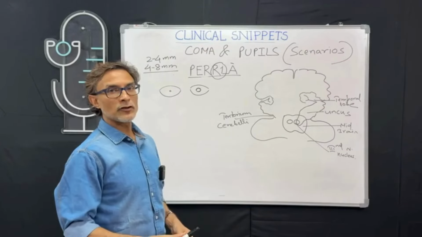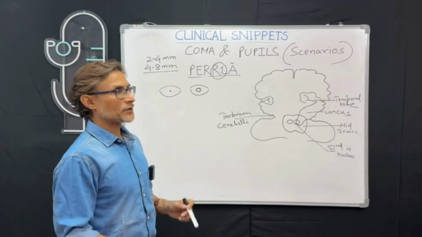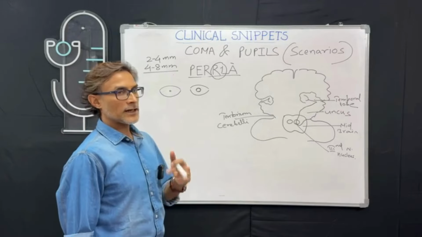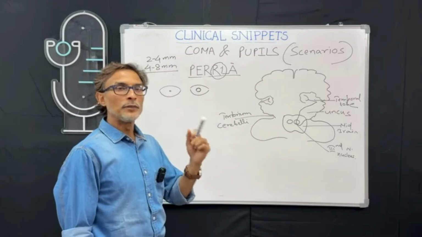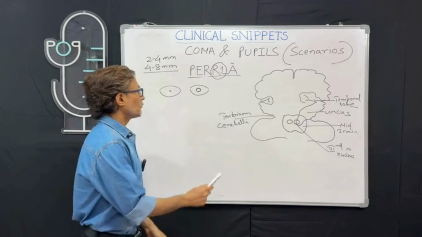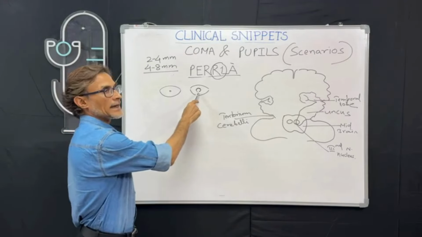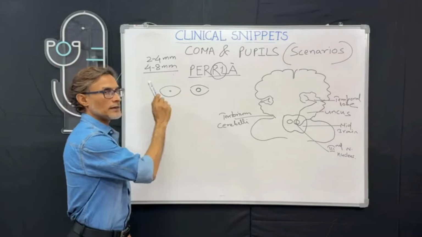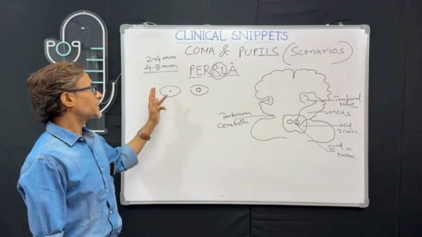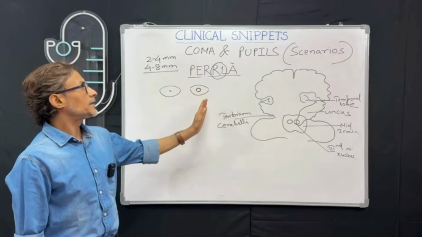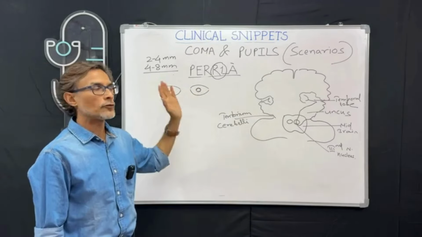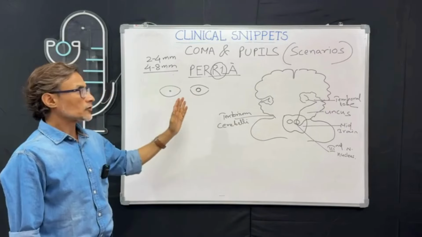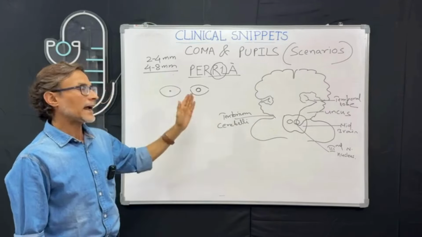Coming to scenario number 2, in a comatose patient, in neurological examination, when we examined the pupils, we saw that one of the pupils is dilated and fixed, not reacting to light, and the other pupil is normal in size, reacting to light. One pupil is dilated, fixed, not reacting to light in a comatose patient. So this is a very dangerous scenario. It is a catastrophic scenario.